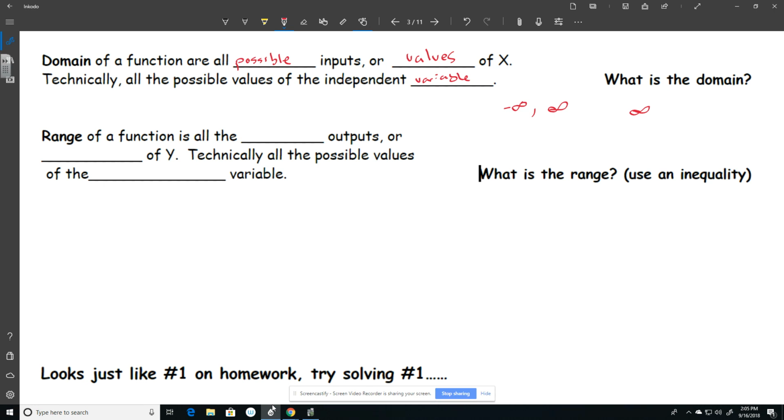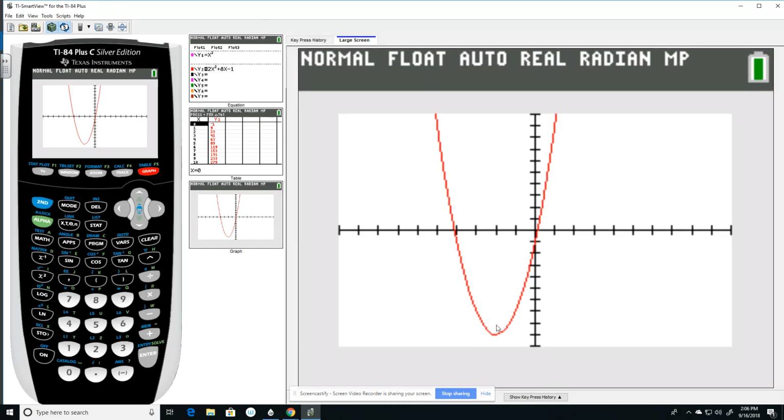Now, range is a little bit different with quadratic functions. What is the range? The range of a function is all the possible outputs or values of y. So it's not all of the different things I can plug in, it's all the different things that come out. Technically, it's all the possible values of the dependent variable. What that means by dependent is y, whatever I get for y depends on what I put in for x.